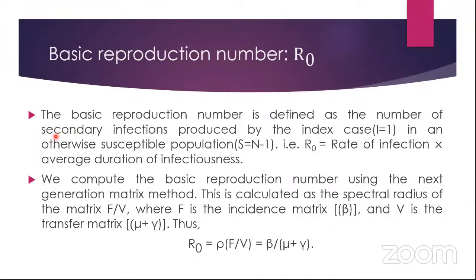The basic reproduction number is defined as the number of secondary infections produced by the index case in an otherwise susceptible population. That is, R naught is given by the rate of infection times the average duration of infectiousness. We compute the basic reproduction number using the next generation matrix method. This is calculated as the spectral radius of the matrix F V inverse, where F is the incidence matrix beta and V is the transfer matrix mu plus gamma here. Thus R naught is given by beta over mu plus gamma.